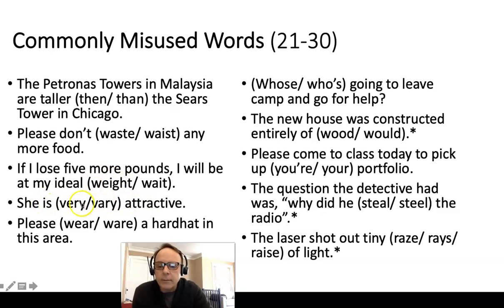She is very attractive. V-E-R-Y or V-A-R-Y. This second one is a variety, right? Like various, so not correct. Very is like more than or extremely. Okay, so very is the correct one here, the V-E-R-Y.